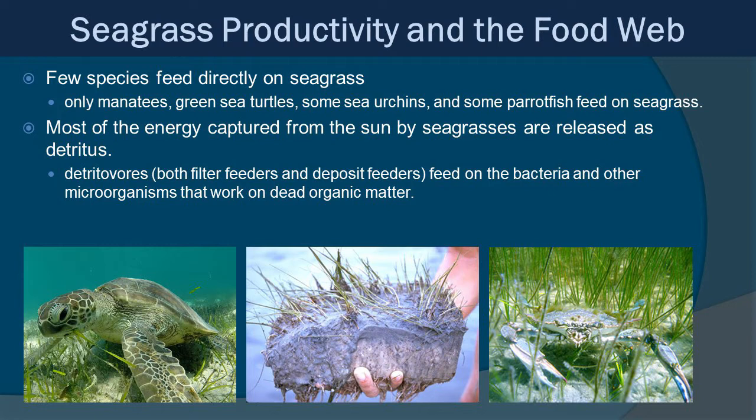Now, there are actually very few species that feed directly on seagrass. Manatees, obviously, do. Green sea turtles do. There's a few urchins and some parrotfish that do as well, but most of the energy captured from the sun by seagrasses is released as detritus as blades get shed. Now, detritivores, which include both filter feeders and deposit feeders, feed on the bacteria and other microorganisms that work on dead organic matter. That means detritus is very important to the cycling of this system.